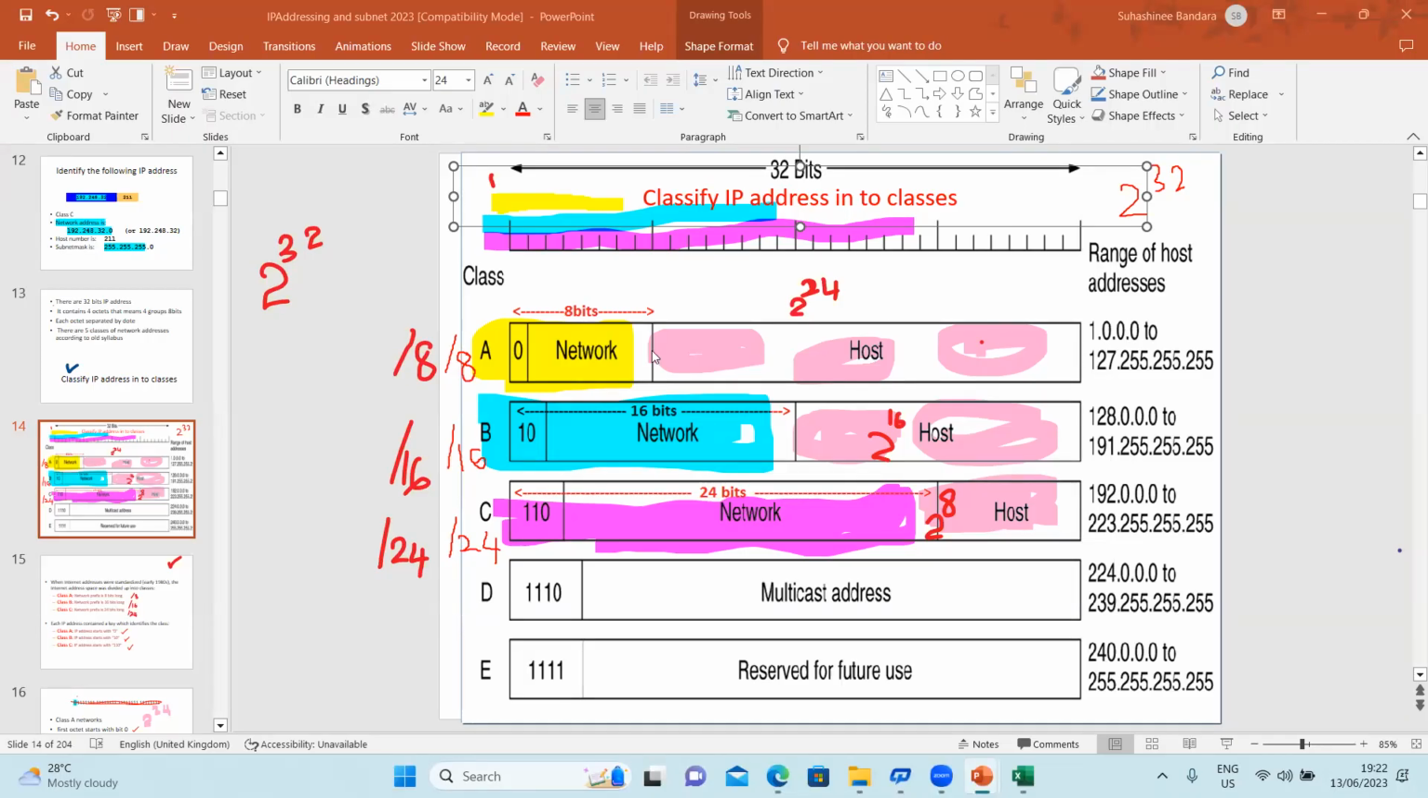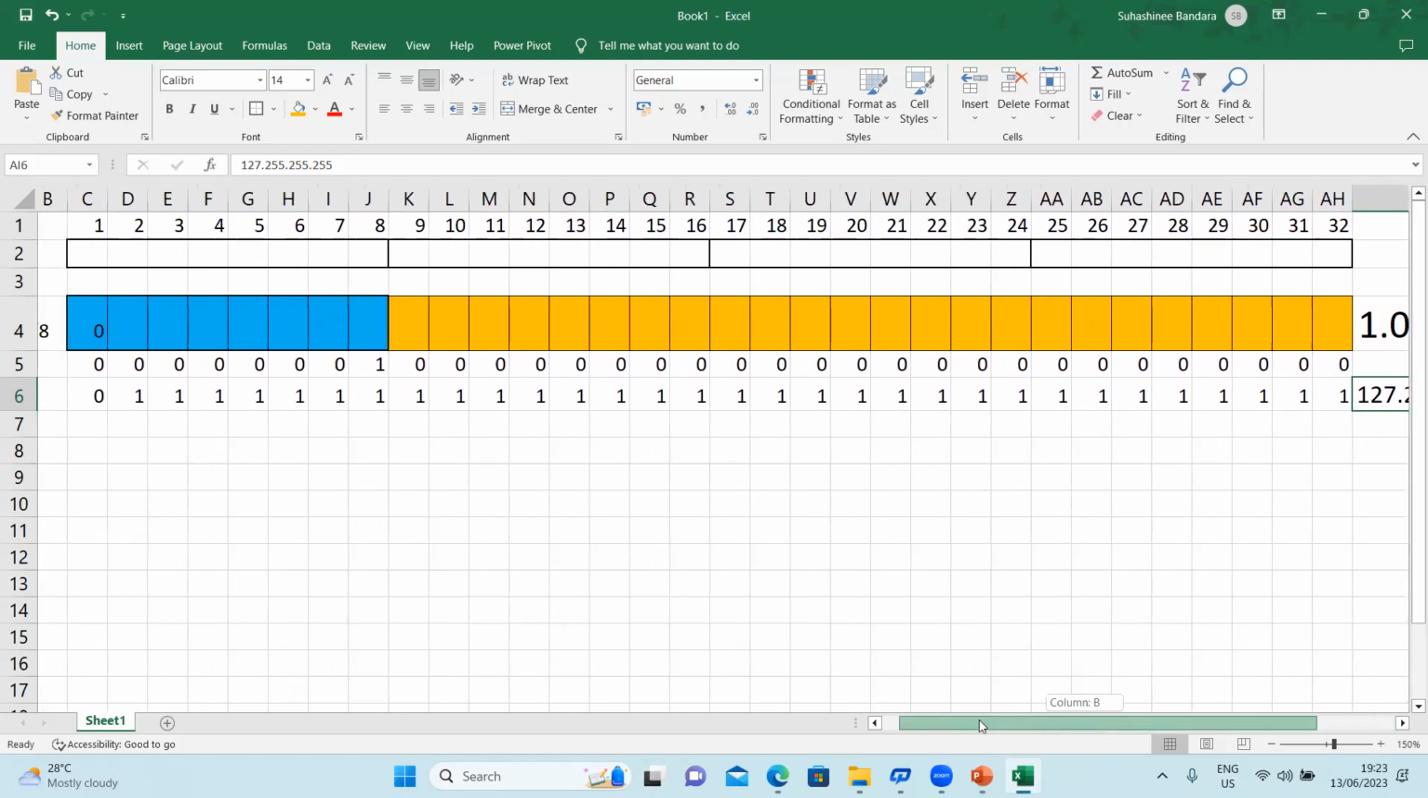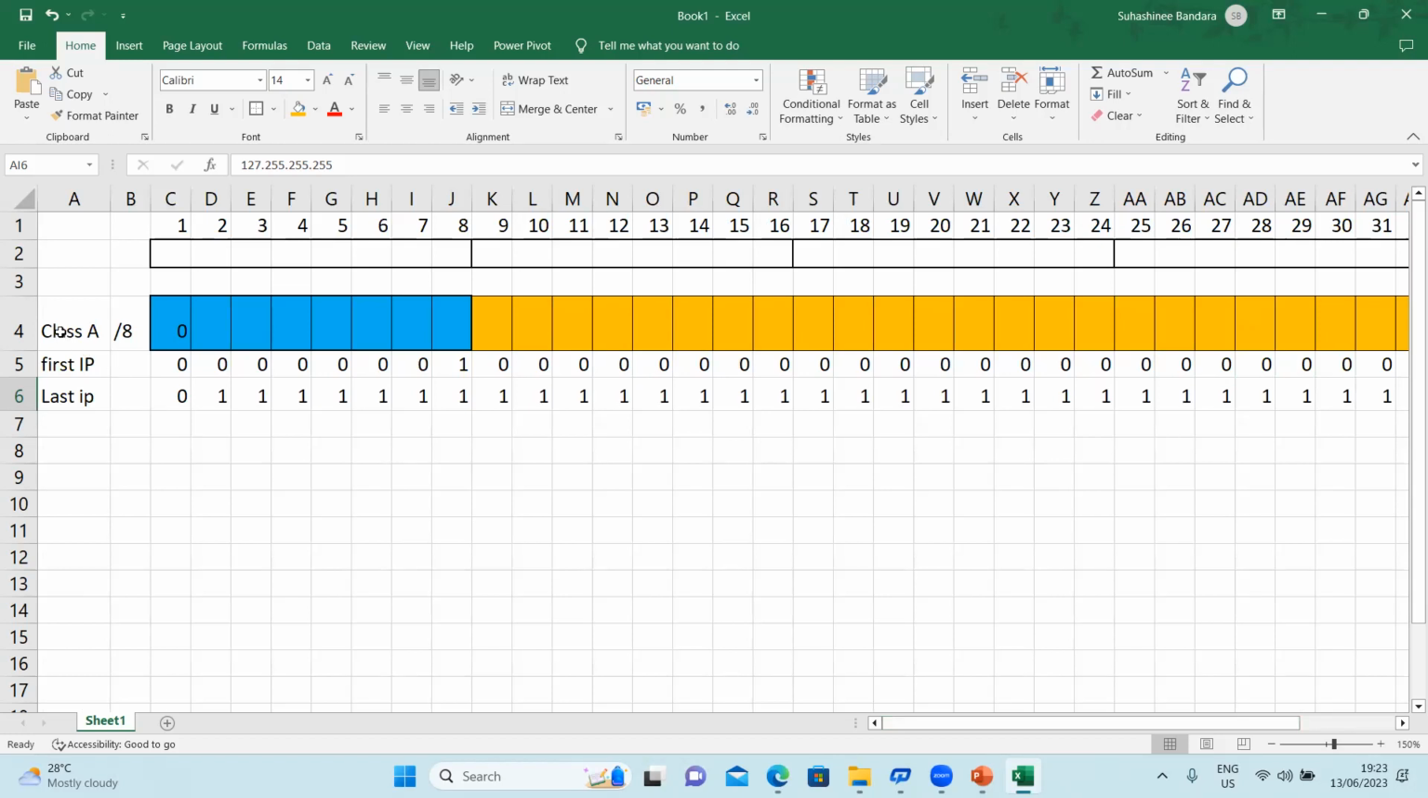Okay, so the class A first IP is 1.0.0.0 to 127.255.255.255. But keep in mind, 127 is reserved for testing purposes. 127 is our last IP address. So that 127 is reserved for testing purposes. Therefore, internet service providers assign up to 126. Keep in mind. Then the next one is class B.